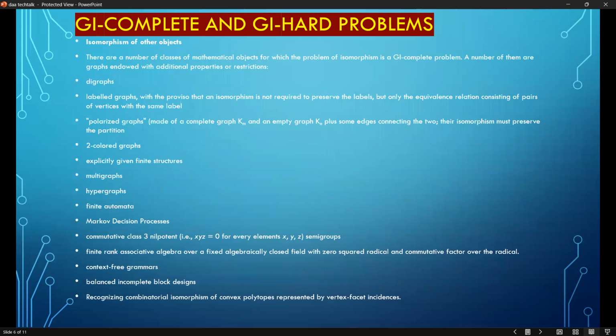GI complete and GI hard problems. Isomorphism of other objects. There are a number of classes of mathematical objects for which the problem of isomorphism is a GI complete problem. A number of them are graphs endowed with additional properties or restrictions.